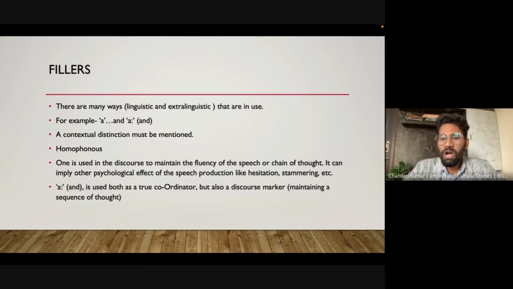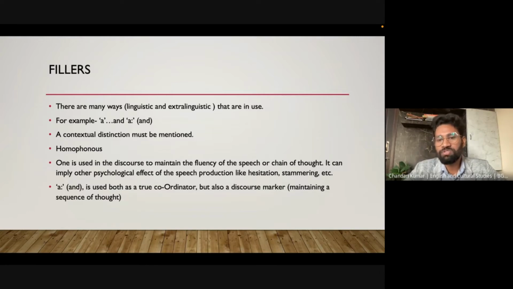There is also a homophonous form, which is a conjunction primarily. So the two are used a lot. Sometimes the conjunction is used as a filler, and the filler is used as a conjunction. So there we have to understand the distinction between the two.